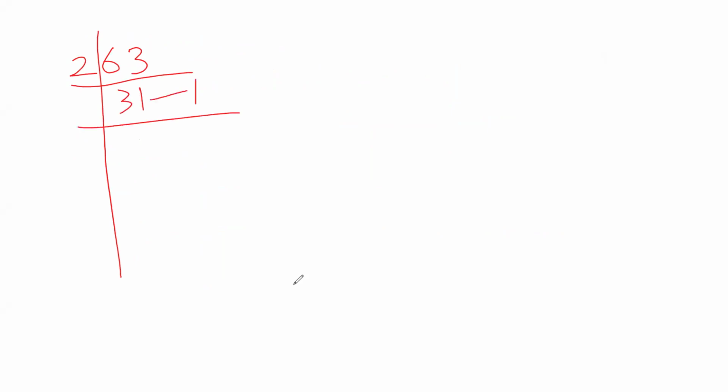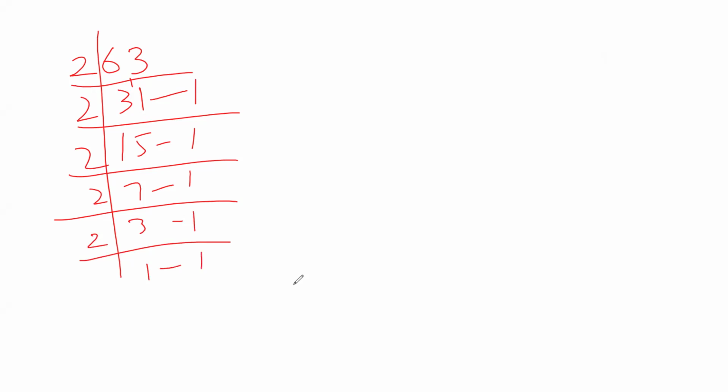Now we'll do the next one, like 63. First we'll do 2 threes are 6, 2 ones are 2, and 1 remainder. Then 2 ones are 2, 2 fives are 10, and 1 remainder. 2 sevens are 14, 1 remainder. 2 threes are 6, 1 remainder. 2 ones are 2, 1 remainder. The same number is coming: one, one, one, one, one, one.